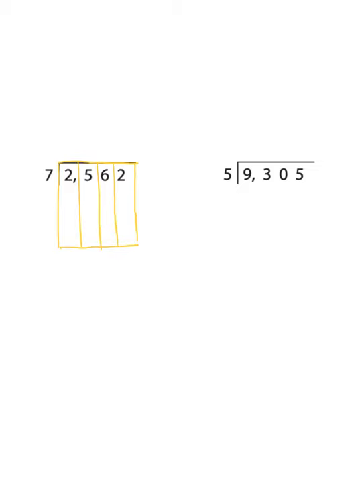Okay, 7 doesn't go into the number 2, so I'm going to put a 0 here. 0 times 7 is 0. When I subtract, I get 2. When I bring it up, now in the next box, I'm working with the number 25. 7 goes into the number 25 3 times. 3 times 7 is 21. When I subtract, I get 4.